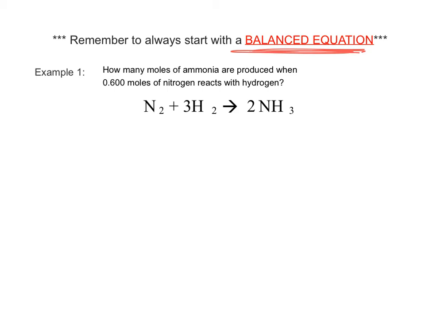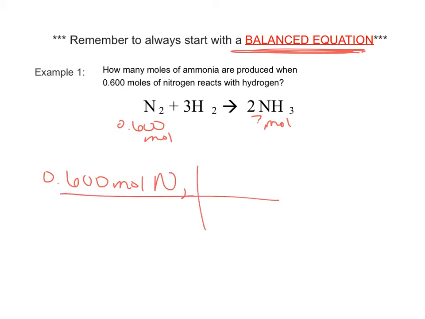So in example number 1, how many moles of ammonia are produced? So maybe you want to write underneath that question mark, moles, when we start out with 0.6 moles of nitrogen that reacts with hydrogen. So I've kind of written out what was given and what I'm trying to get to in the problem. We're given that we're starting out with 0.6 moles of nitrogen, and we need to convert that to moles of ammonia.